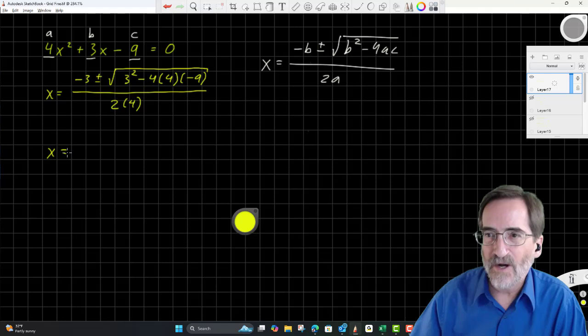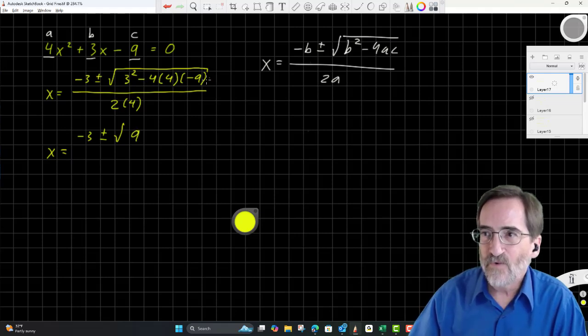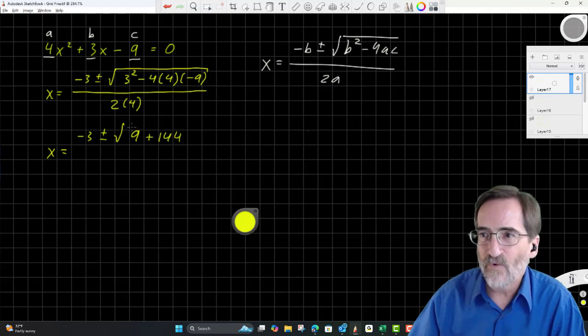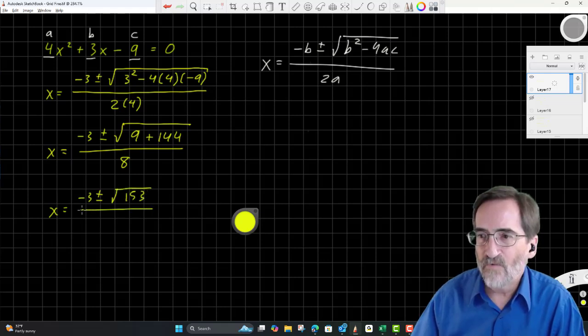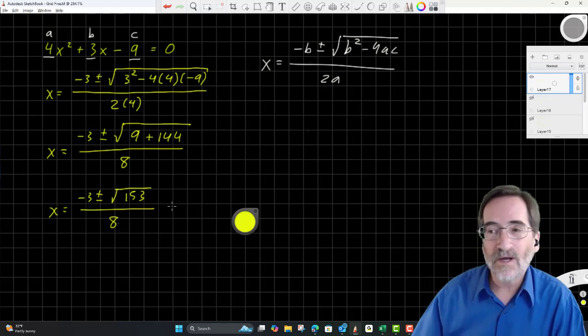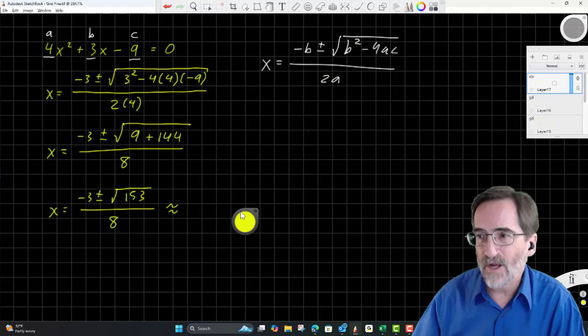So, simplify a little bit. x equals negative 3 plus or minus square root. 3 squared is 3 times 3 is 9. 4 times 4 times 9 is 16 times 9, which is 144. Negative times negative is positive, so this is plus 144. All over 2a, 2 times 4 is 8. One more time. x equals negative 3 plus or minus square root 9 plus 144 is 153, all over 8. Now you can leave it like this, or you can come up with an approximate answer here.